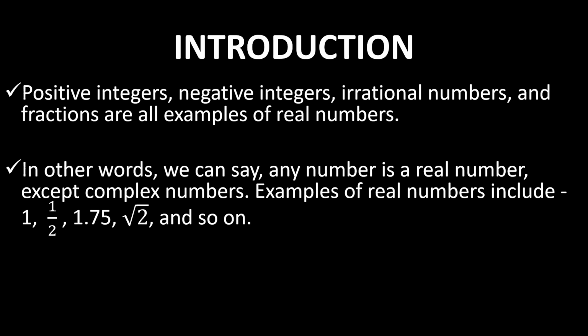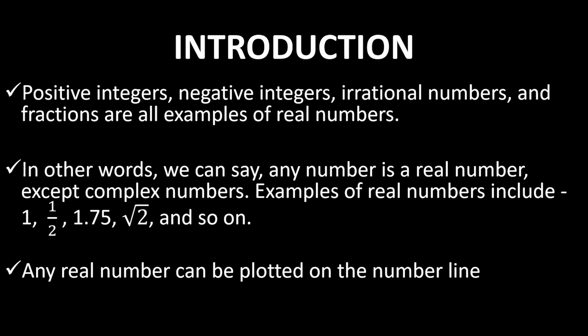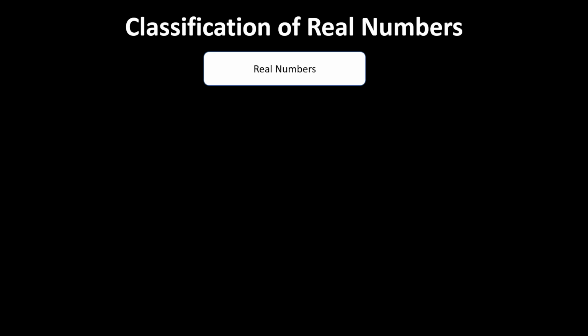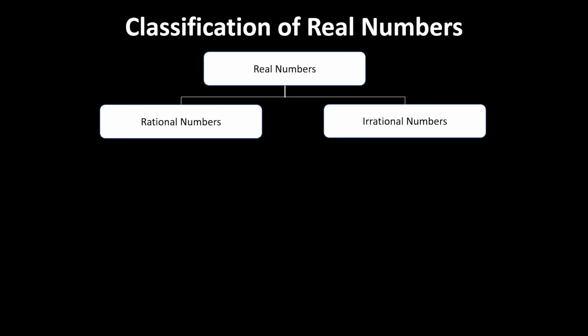Some examples of real numbers include 1, 1 by 2, 1.75, root 2 and so on. Any real number can be plotted on the number line. Now let's discuss classification of real numbers. Real numbers can be further classified as rational numbers and irrational numbers. So it is the union of rational numbers and irrational numbers.